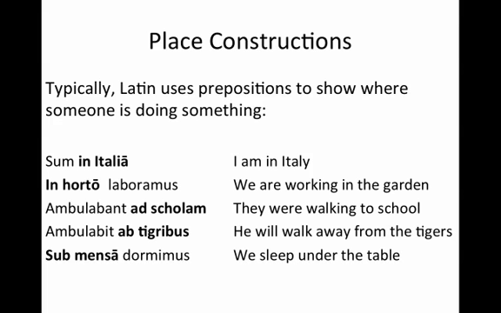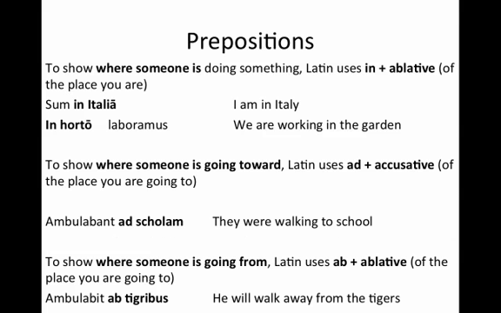To show where all these actions are happening, we just use the preposition in or ad or ab or sub, etc. So anytime you're showing where someone's doing something, you're just going to use the preposition in and the ablative case. And what I mean by the ablative case is you put the word that follows the preposition where the action is in the ablative case. So I am in Italy, Italy goes in the ablative. I'm in the garden, hortus goes in the ablative.